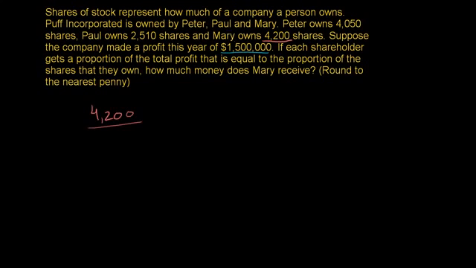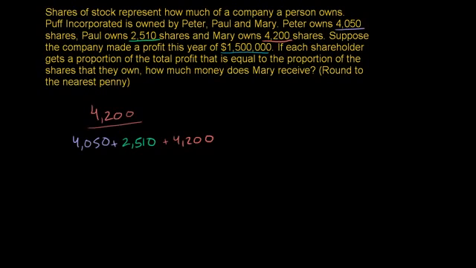We know that Peter owns 4,050 shares, Paul owns 2,510, and of course Mary owns 4,200. This is the fraction of the profit that Mary should be getting.